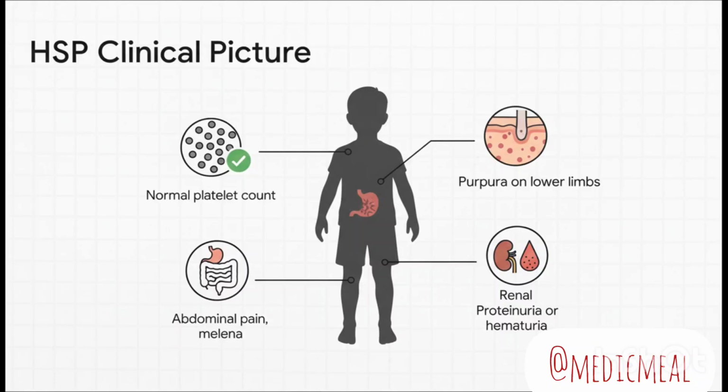You'll see petechiae and purpura mostly on the lower limbs. Now here's a huge diagnostic clue. The platelet count is totally normal. This makes it a non-thrombocytopenic purpura. These kids often have terrible diffuse abdominal pain and might have blood in their stool. That GI involvement can even lead to something called intussusception, where the bowel telescopes in on itself. Kidney involvement is common, and so is acute arthritis or just joint pain.